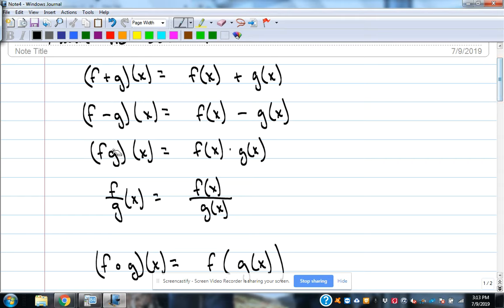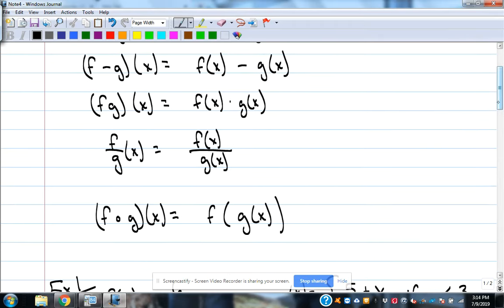And then multiplication, function (f times g) of x. You take the f of x function times the g of x function. If we're dealing with ordered pairs, we're multiplying the y values. Division is the same rule. (F divided by g) of x is f of x divided by g of x. If it's ordered pairs, we're dividing y values.